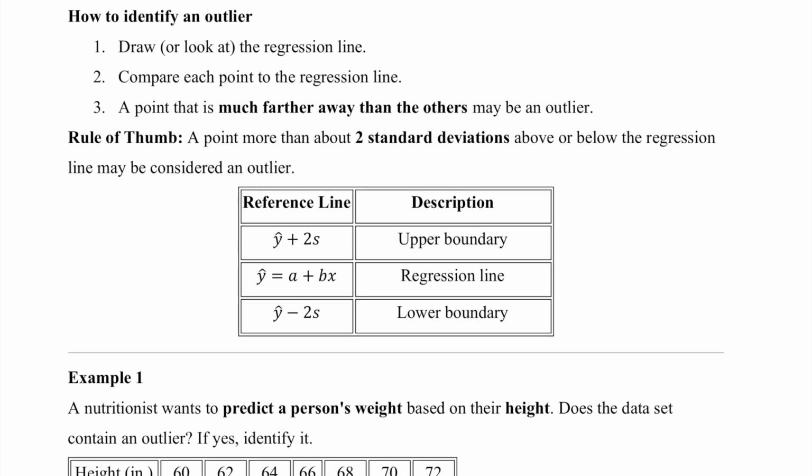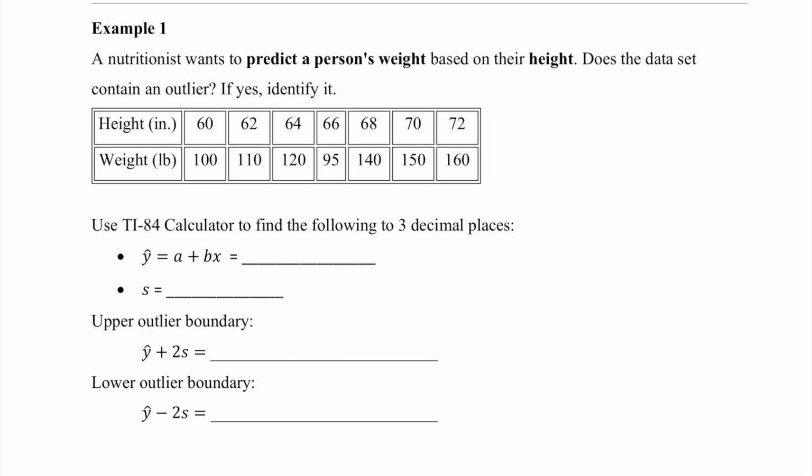Let's apply this idea to example 1. A nutritionist wants to predict a person's weight based on their height. Does the data set contain an outlier? If yes, identify it. Since we are predicting, the weight is the response variable y. And height is the explanatory variable x.